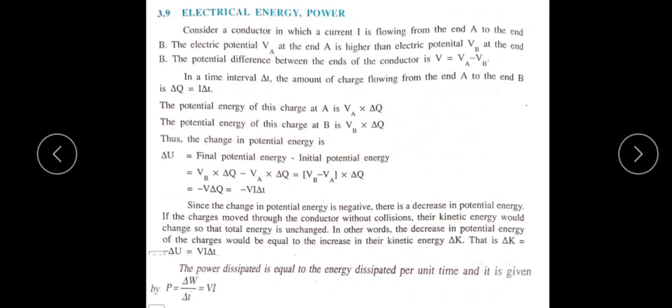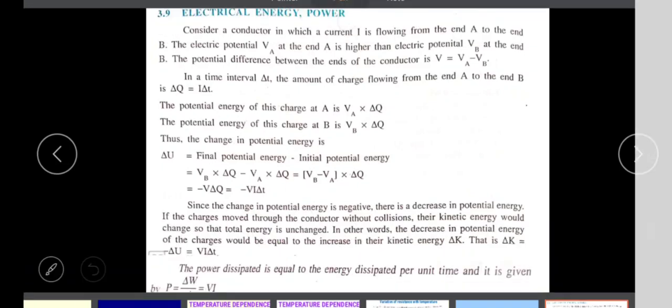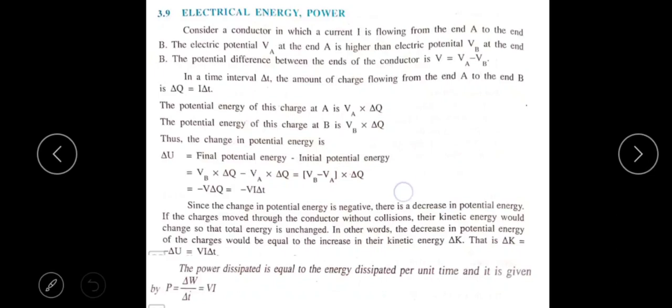is given by delta W, which is equal to V into I into delta T. So this is the amount of energy dissipated as heat in the case of conductors.